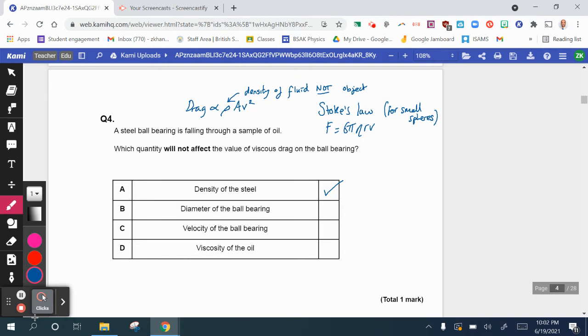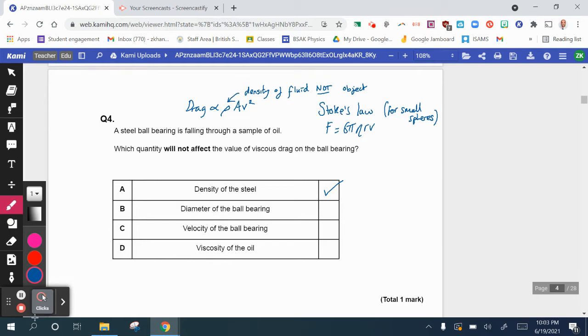So this is the terminal velocity that a sphere is moving at, and that will be the drag force when the sphere is falling at terminal velocity. Okay, so if we have a look at the variables here in Stokes' law, we've got terminal velocity, the radius, and the viscosity. So let's have a look.